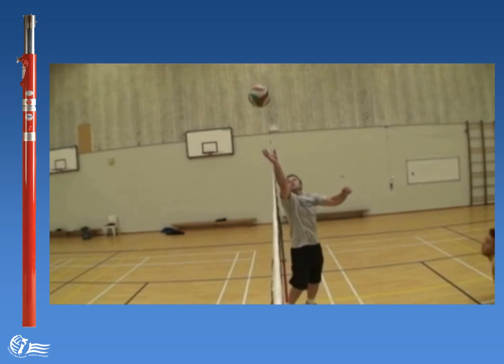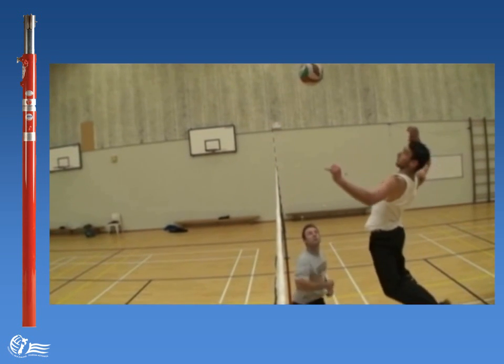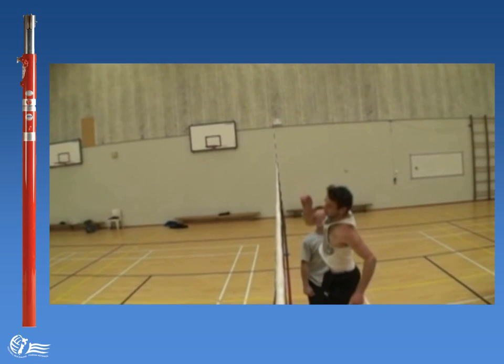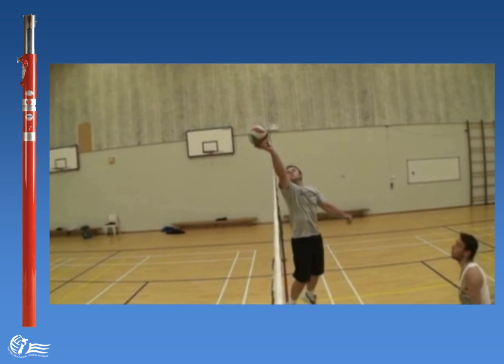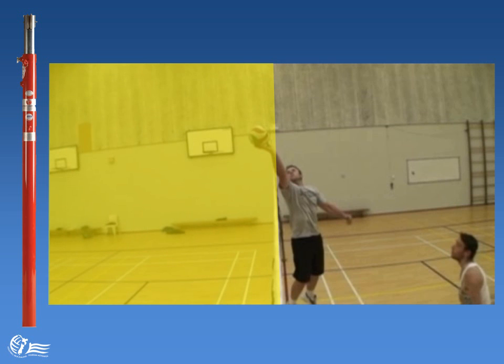Another common example with the setter is when the ball is overpassed and the setter one hand sets the ball to the middle like this. Looking at the replay, we can see that clearly the setter is playing the ball in the opponent's space, and this should be called as a fault.